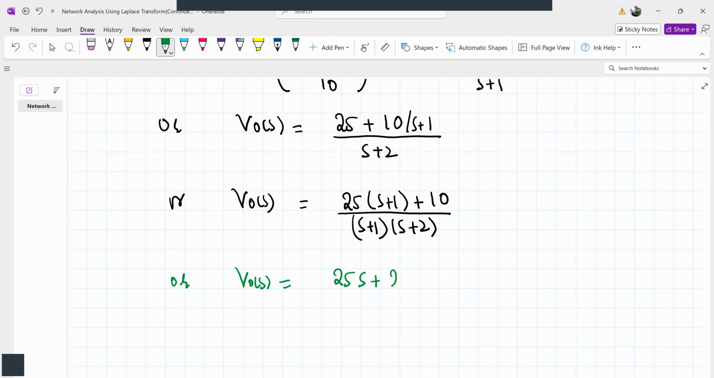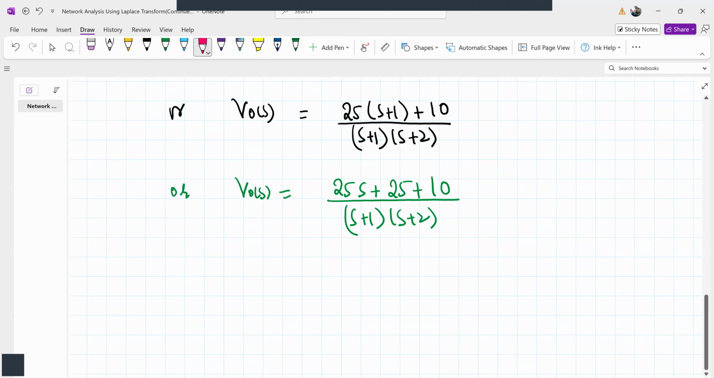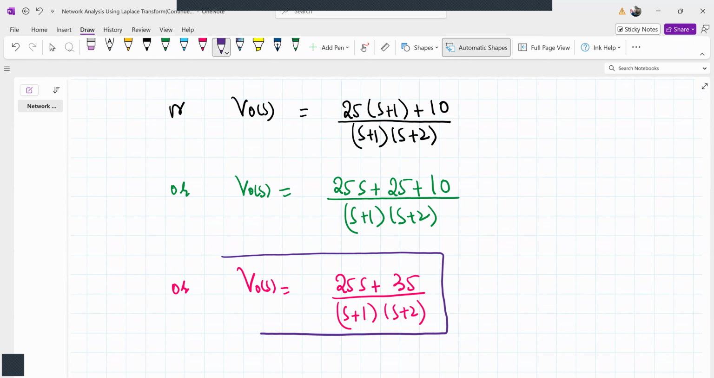So V naught of S will be simply equal to 25S plus 25 plus 10. So we can write it as S plus 1, S plus 2 in the denominator. On the numerator side, V naught of S is simply equal to 25S plus 35 divided by S plus 1, S plus 2. Please check this simplification step again. Maybe I may have done something wrong. If I have done these steps correctly, yeah.